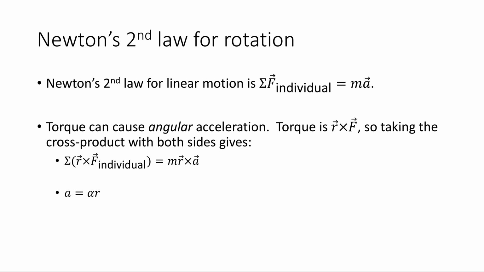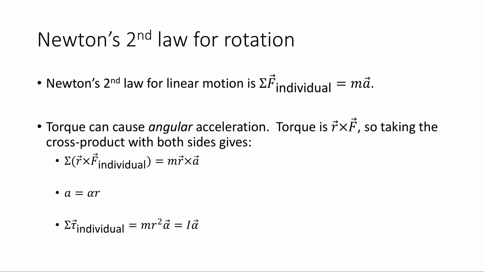In particular, the magnitude of the linear acceleration is equal to the magnitude of the angular acceleration times the position vector. In addition, this cross product on the right-hand side, r cross a, is going to be perpendicular to both the position vector and to the linear acceleration of some point on the object by the properties of cross products. But that's exactly the direction that the angular acceleration points in.